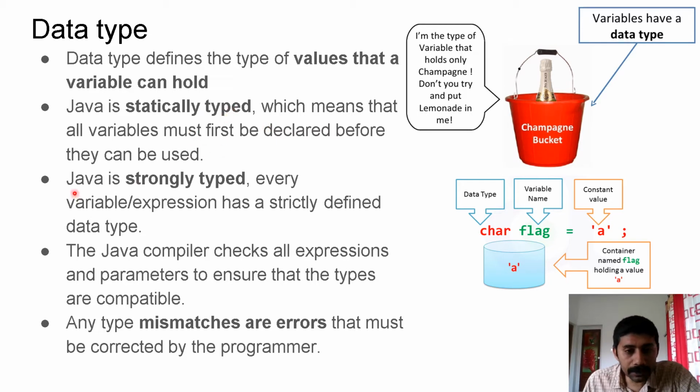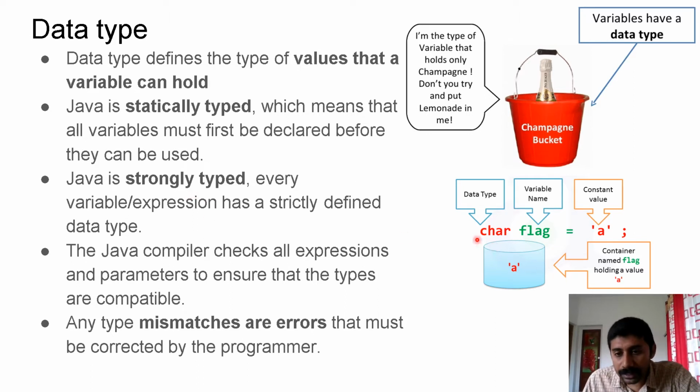Then Java is strongly typed. Every variable and expression in Java has a strictly defined data type. Whenever there is any mismatch in your expressions in terms of size, Java will treat that as an error, and such errors must be corrected by the programmer. So we have to remember two things. Java is statically typed. That means you have to declare a variable before using it. Then Java is strongly typed. That implies types should be matching. Types should be compatible in all the expressions. Whenever there is any mismatch, that will create an error at compile time.